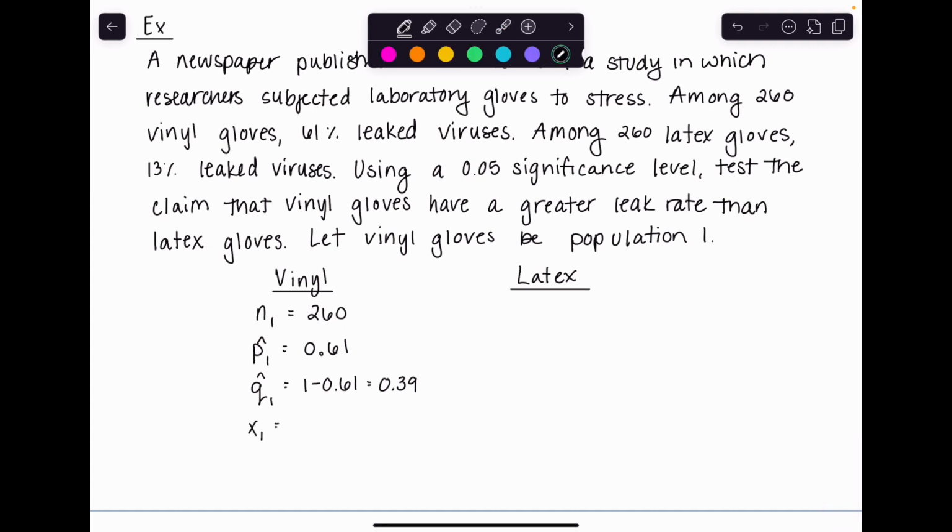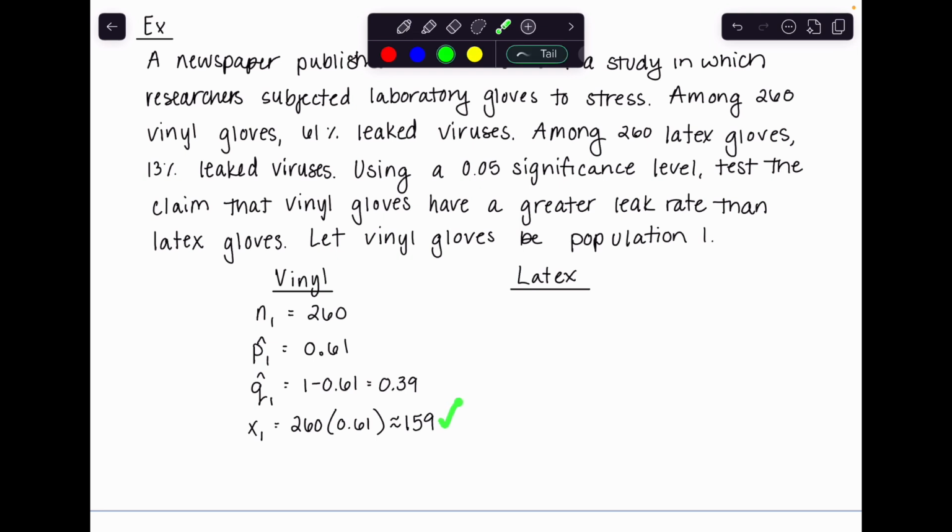This is the number of successes. So what we do is we take the sample size and times it by the percentage that leaked. So I'm going to do N times P. So I'm taking the 260 and timesing it by 61%. And then we do have to round here. This is about 159. So 159 out of 260 gloves leaked.